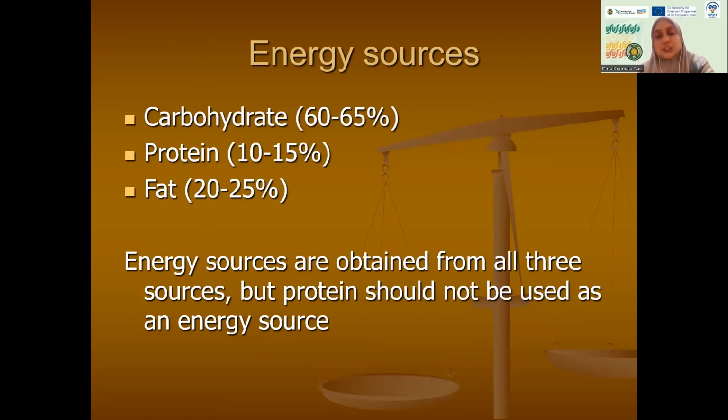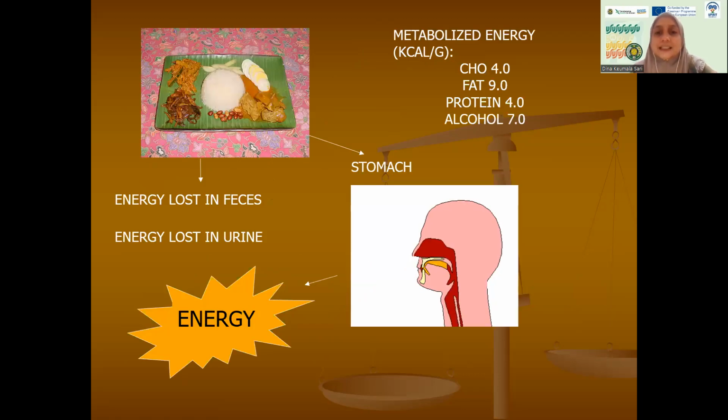So we talk about energy sources. After we do the calculation, we have to divide the total energy expenditure by composition. We will divide it into percentages: carbohydrate about 60 to 65%, protein 10 to 15%, and fat 20 to 25%. Energy is obtained from all three sources, but protein should not be used as an energy source. This is an example of how we can see this.